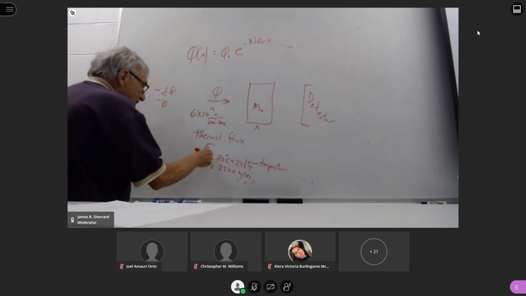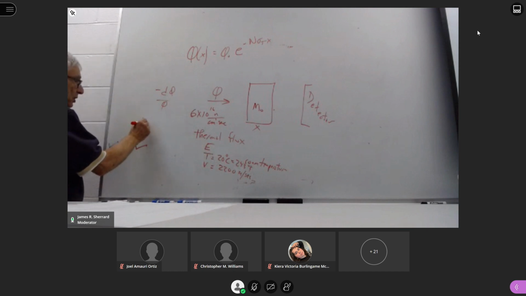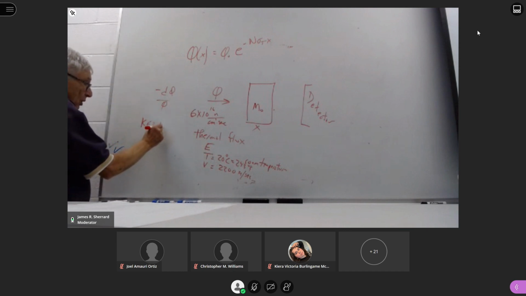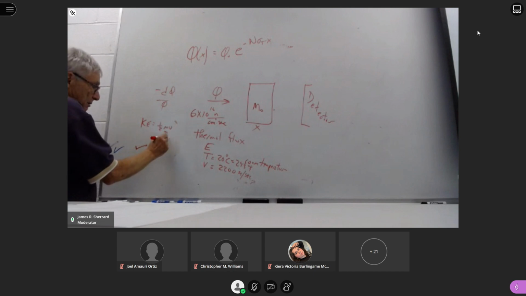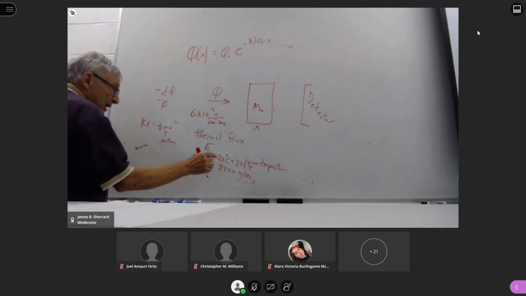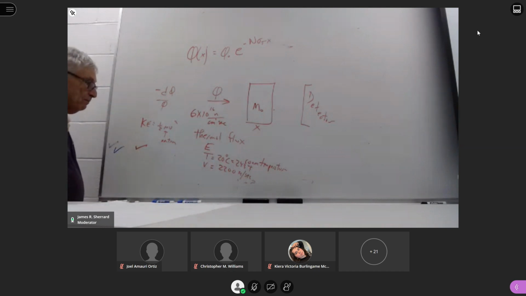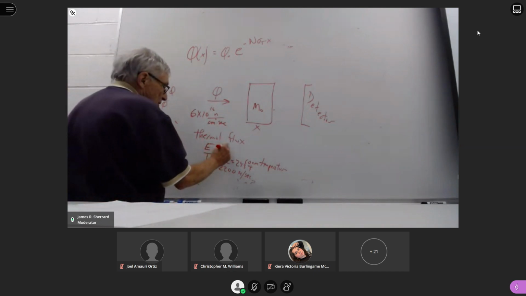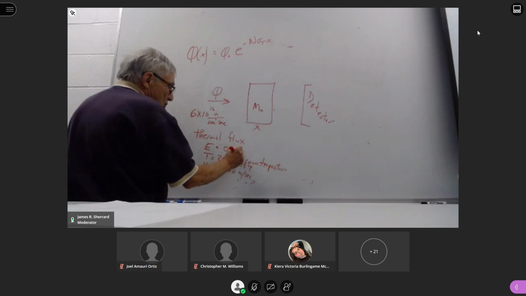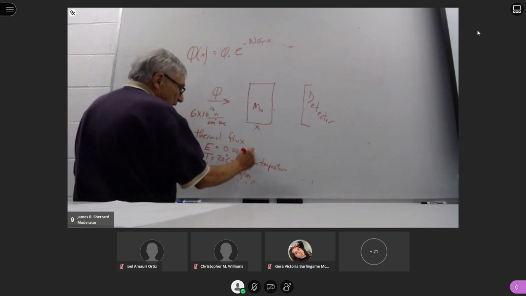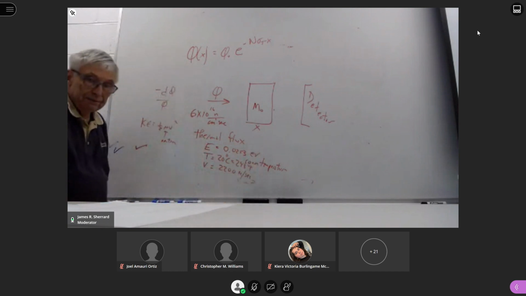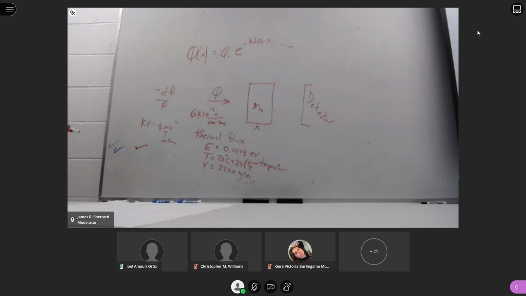If you put this value back into the energy equation, where KE is equal to 1/2 mv squared, where m is the mass of a neutron, and we use this velocity, this energy turns out to be 0.0253 eV.